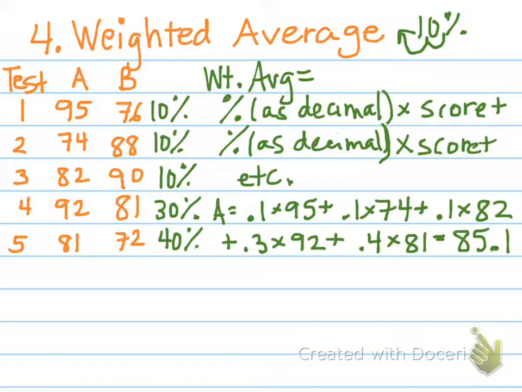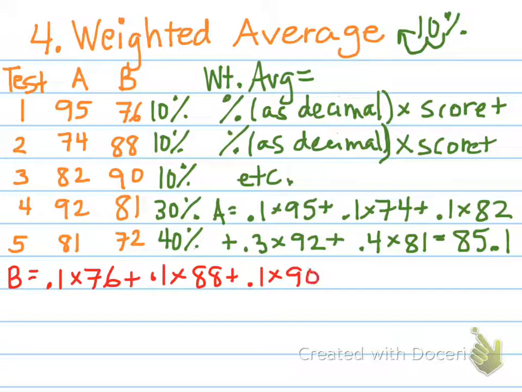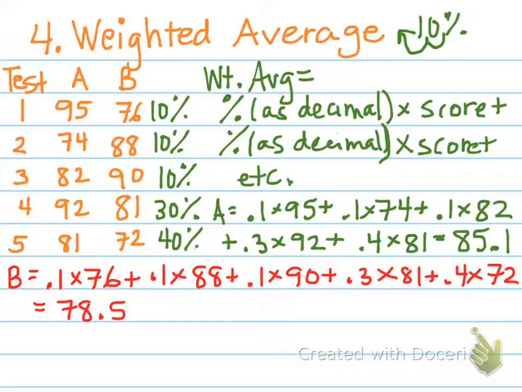Okay? When I do that for student B, I'm going to do the same thing. So their weighted average is going to be 0.1 times 76 this time plus 0.1 times 88 plus 0.1 times 90 plus 0.3 times 81 plus 0.4 times 72. When you do that, you should get about 78.5 on your calculator.